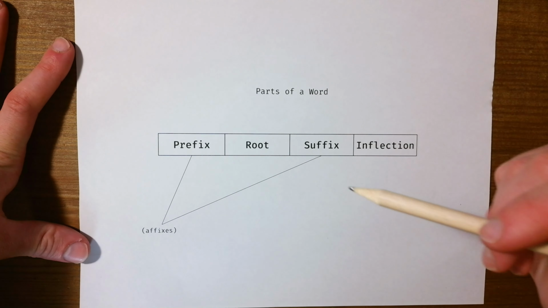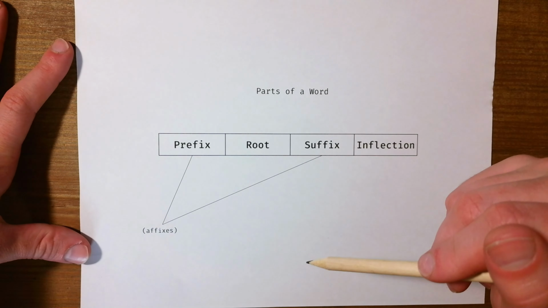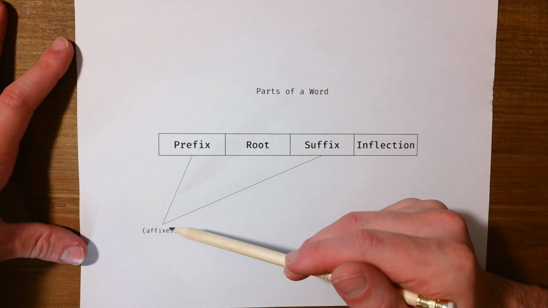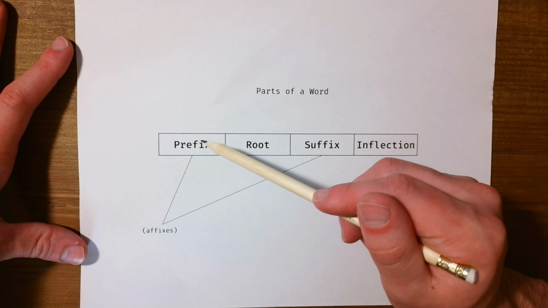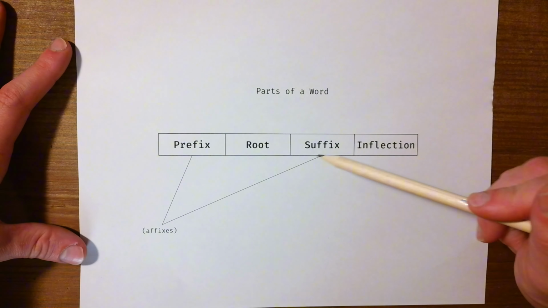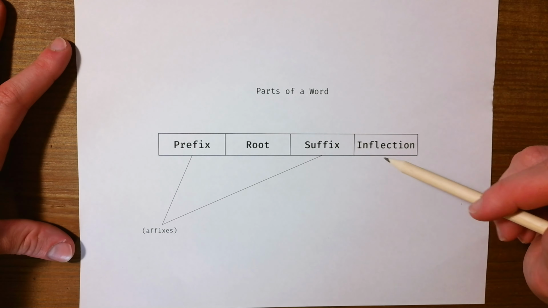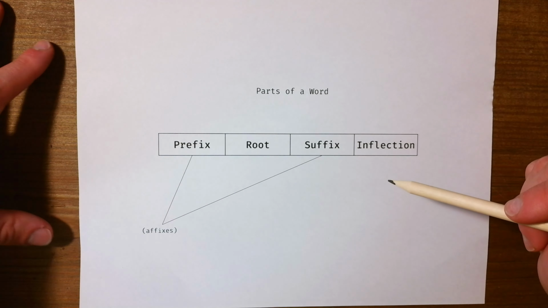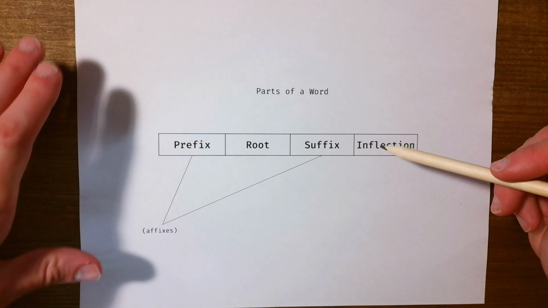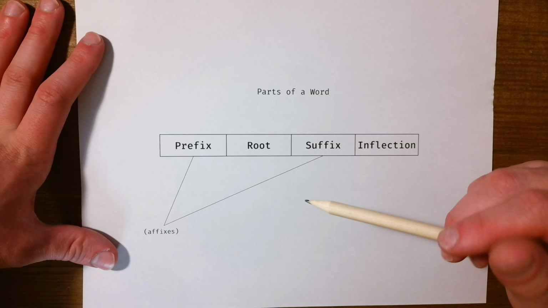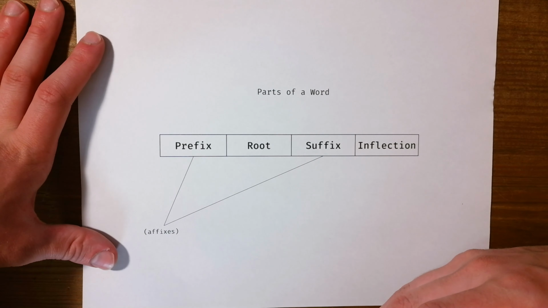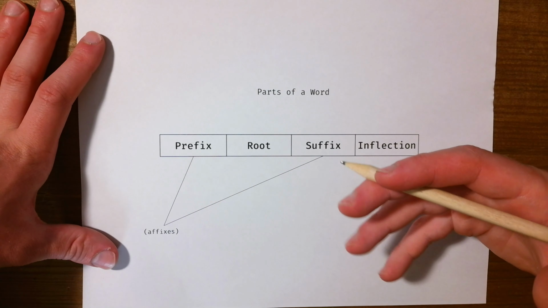Before going any further, let's look at the parts of a word. So we have the root. This is the initial base of the word. And then we have affixes. The prefix comes before the root, and the suffix comes after. And then we have inflection. These are grammatical endings attached onto the word that don't change the meaning of the word. For example, noun declension or verb conjugation.